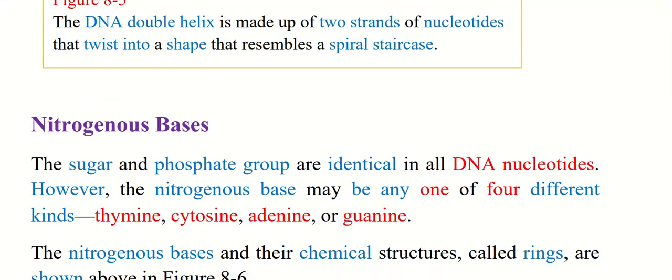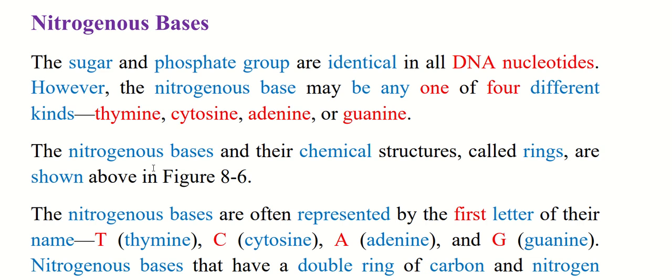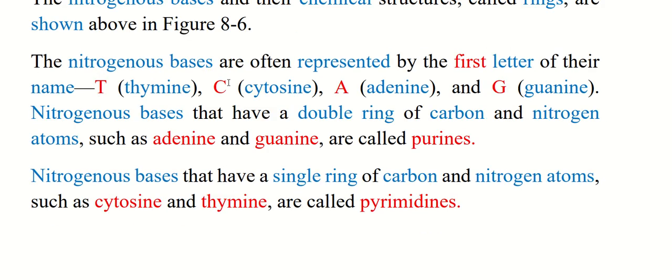So what are the nitrogenous bases? The sugar and phosphate group are identical in all DNA nucleotides. However, the nitrogenous base may be any one of four different kinds: thymine, cytosine, adenine, or guanine. The nitrogen bases are often represented by the first letters of their names: T for thymine, C for cytosine, A for adenine, and G for guanine.